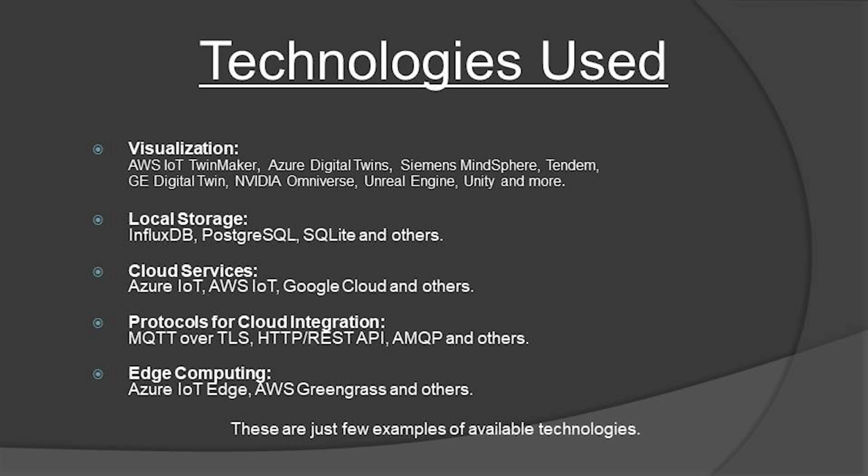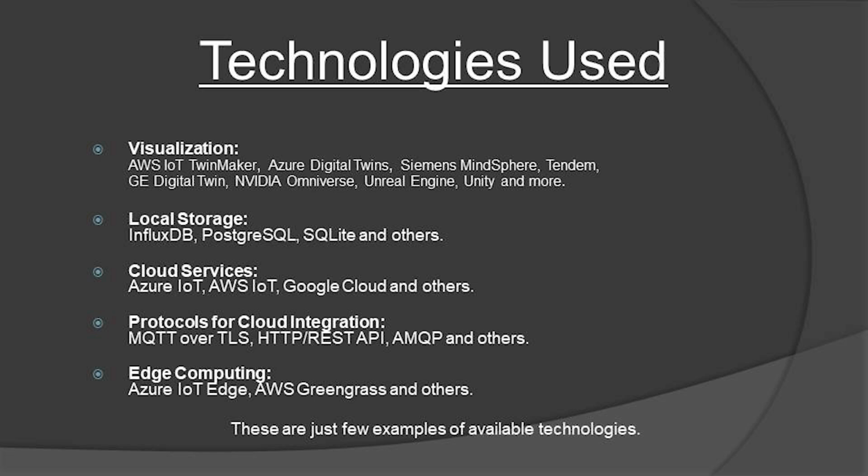Visualization platforms like AWS IoT TwinMaker, Azure Digital Twins, Siemens MindSphere, Tendom, Grafana, GE Digital Twin, NVIDIA Omniverse, Unreal Engine, Unity and more. Local storage like InfluxDB, PostgreSQL, SQLite and more. Cloud services like Azure IoT, AWS IoT, Google Cloud and others. Protocols for cloud integration like MQTT over TLS, HTTP REST API, AMQP and more. Edge computing platforms like Azure IoT Edge, AWS Greengrass, Google Cloud and many others.